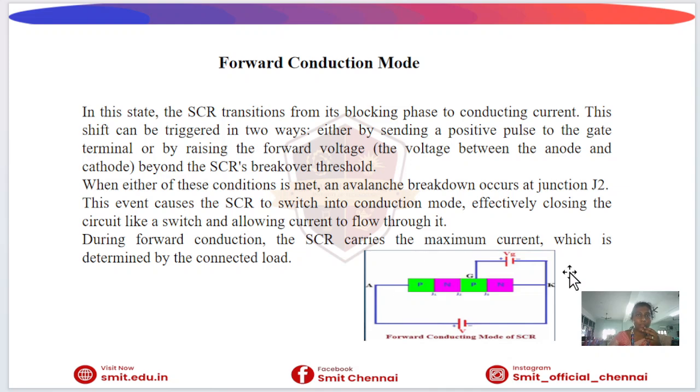So whichever method we use, whether the gate pulse is applied or the anode voltage is above the breakover voltage, junction 2 breaks down and the current flows from the anode to the cathode. The characteristic is very low resistance and high current because of the junction breakdown, so it acts as a closed switch. The important point is that once the SCR turns on, removing the gate signal will not turn it off.